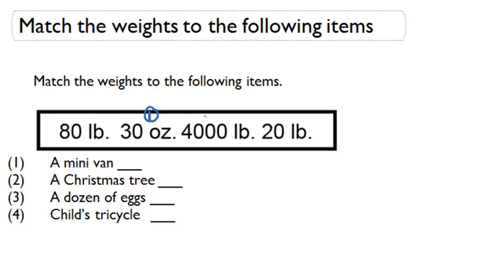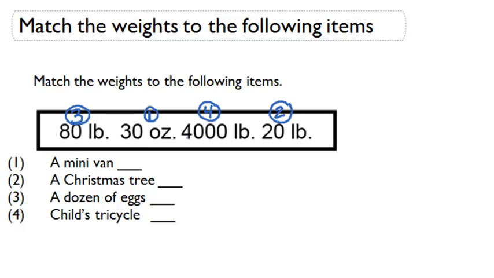My next smallest weight here is 20 pounds. Since 80 pounds, 4,000 pounds, and 20 pounds are all measured in pounds, I only have to look at the number. So my 20 pound weight will be my next smallest. I'll label that with a 2. Now that leaves 80 pounds as my third smallest weight, since it's still smaller than 4,000 pounds, but it's bigger than 20 pounds. And 4,000 pounds will be number 4, my biggest weight. That's going to be the heaviest item.